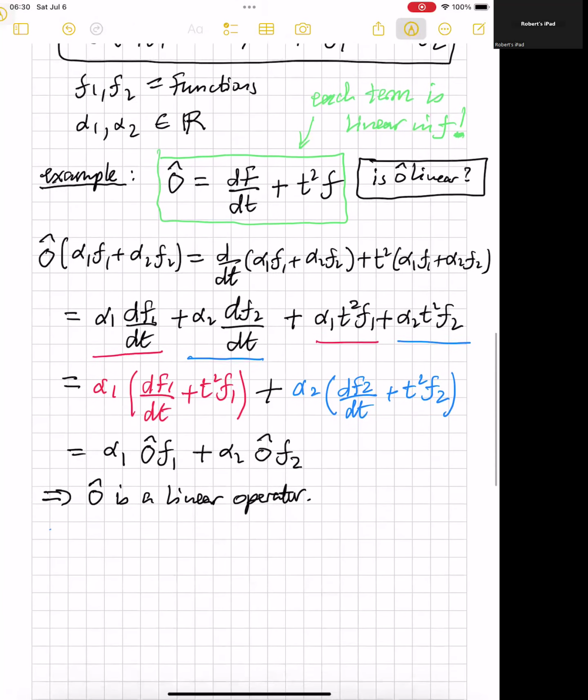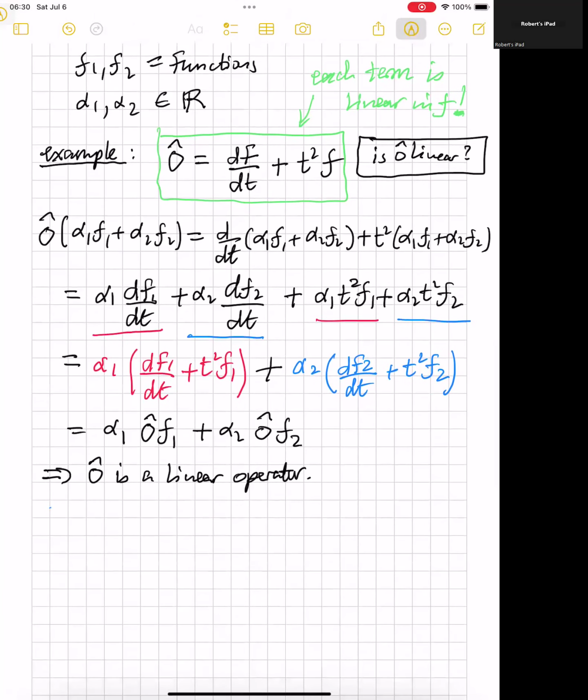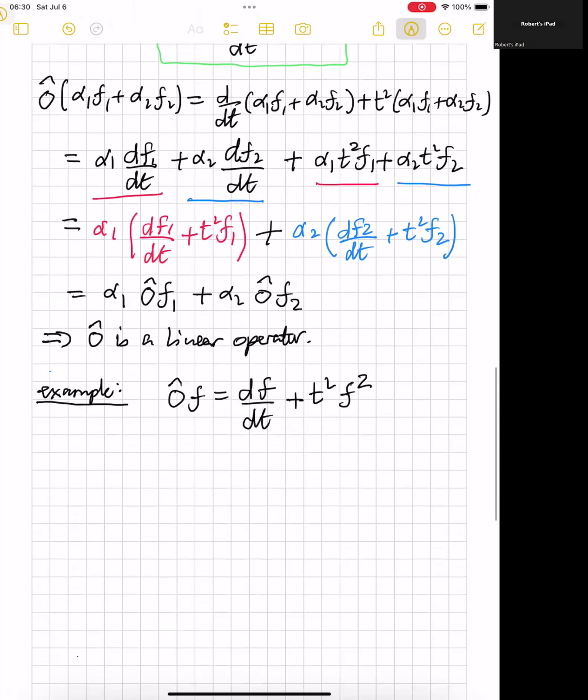So let me give you a little bit of evidence for that. We should always give evidence for any claim we make. Now we'll do a second example. And for my second example, let me now choose O hat acting on F. We can still keep a df dt, why not? But then let's have plus t squared. And now let's violate this form that every term is linear in F. Let's put here an F squared, okay? So let's check if this is a linear operator or not.